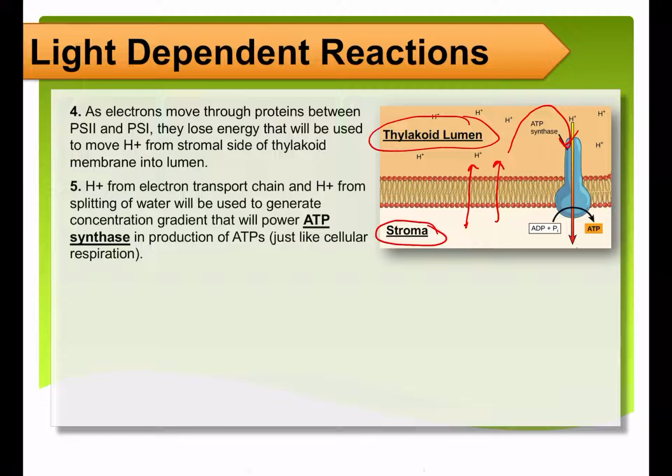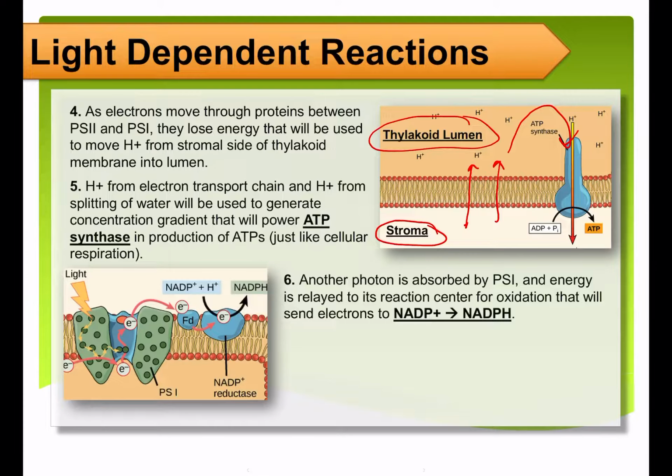If these two things aren't delivered to your photosynthesis, then you're never going to get glucose in the end. Now, for item F in your worksheets, next, another photon of light is absorbed by PS1. Okay, now this is PS1, not PS2, where energy is relayed to the reaction center and sends electrons to reduce NADP plus to NADPH. Okay, so make sure you write NADP plus and NADPH.